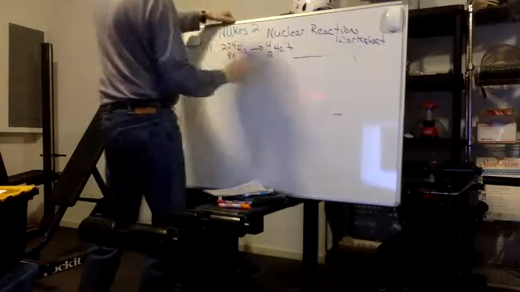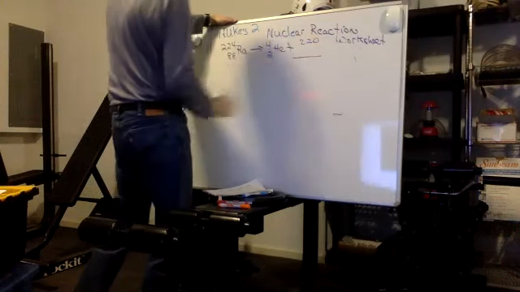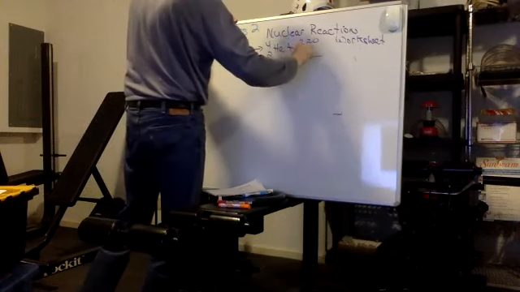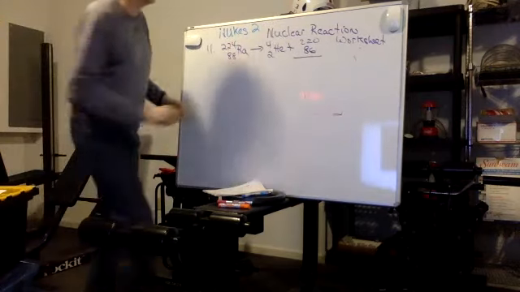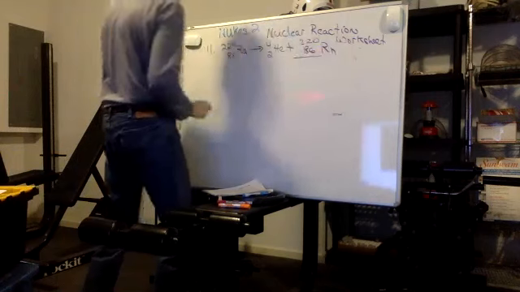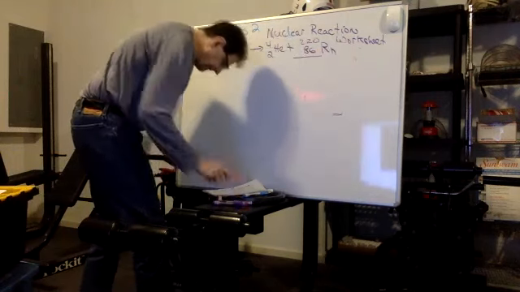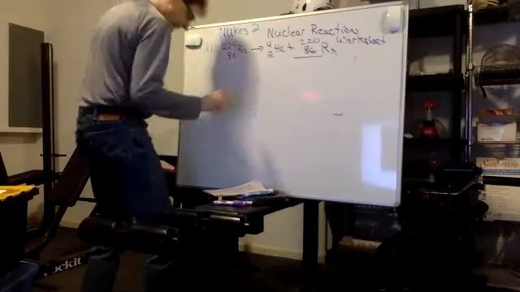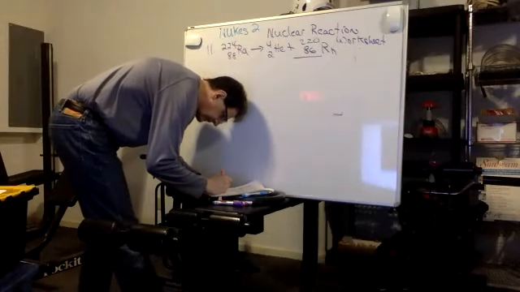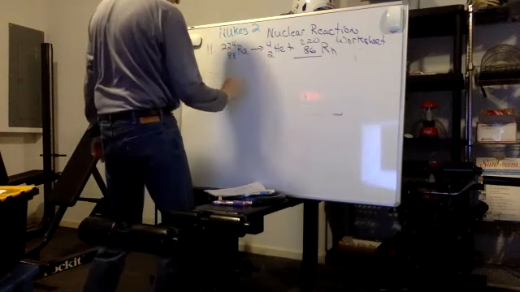So 224 less 4 is going to be 220. 88 less 2 would be 86. And that's going to be radon. So I take that 220, 86 radon, and I'm going to do another alpha decay on it.